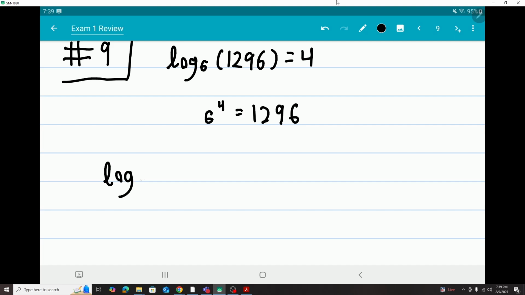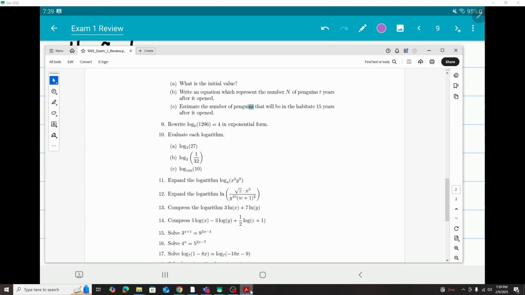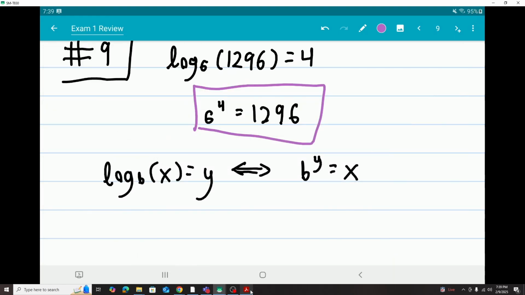And the formula for that is log base b of x equals y. You can always exchange this equation for b to the y is equal to x. So that's what we're using there. You might also see a problem that asks you to do the opposite. Take something that's in exponential form, turn it into a logarithm, and you just work backwards from here.